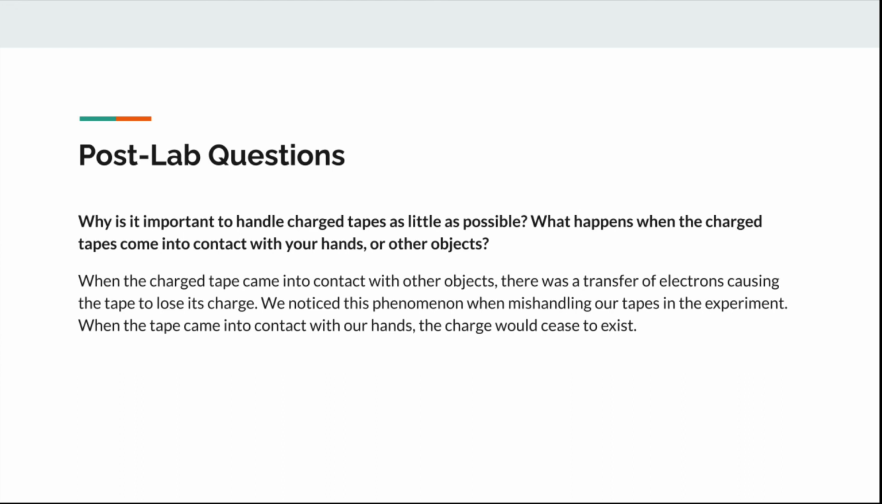Our second question was, why is it important to handle charged tapes as little as possible? And what would happen when the charged tape comes in contact with your hands or other objects? So we actually found out the answer to this one from improper handling of the tape. When we first pulled the tape off, we accidentally touched our hand, and we noticed that it removes all charge from the tape and it becomes neutral again. So it is very important that when we're handling this tape, we can't let it touch anything, because then the tape would transfer electrons again and that charge would cease to exist.